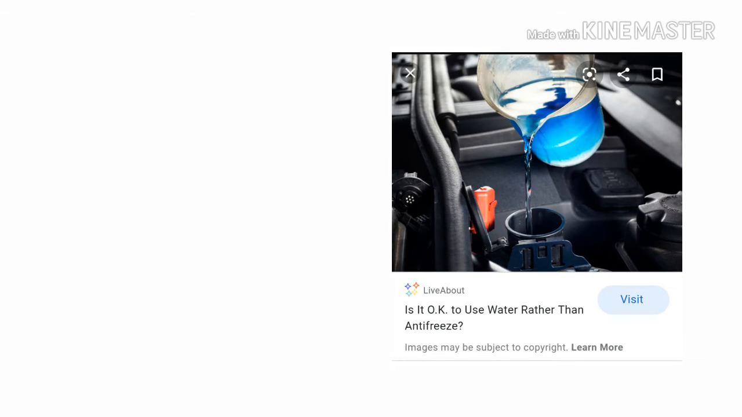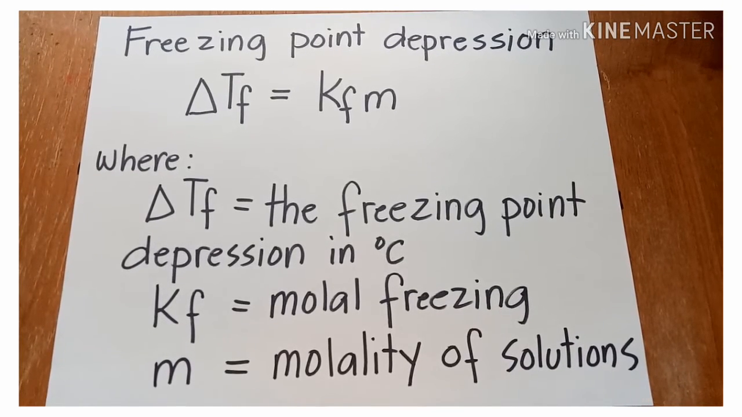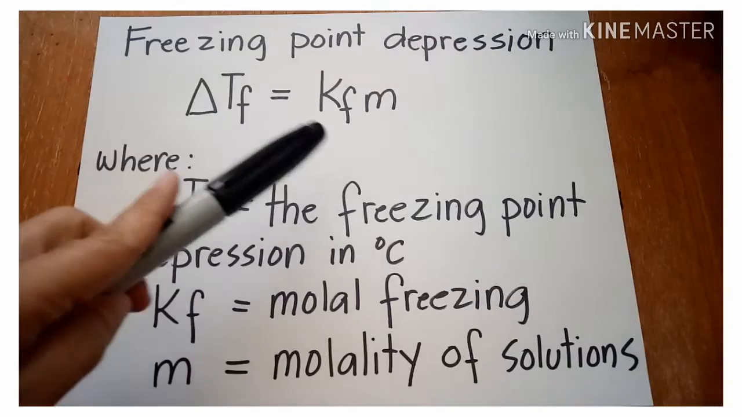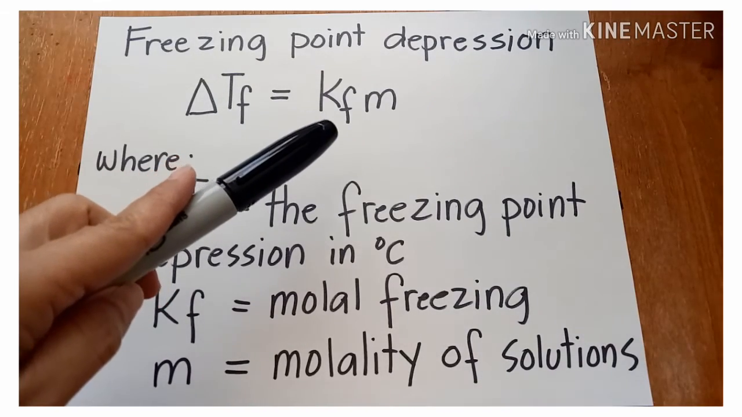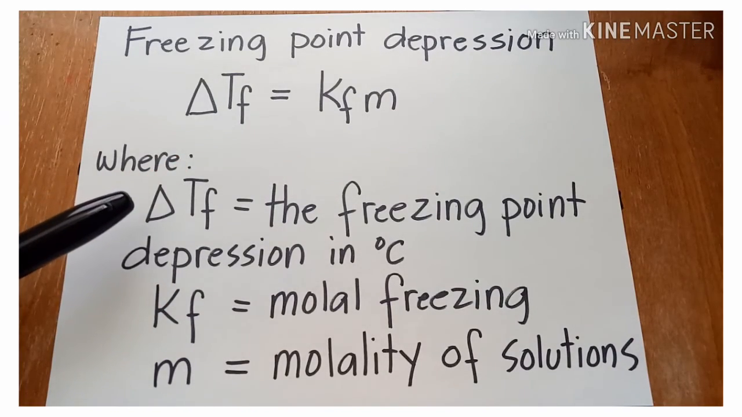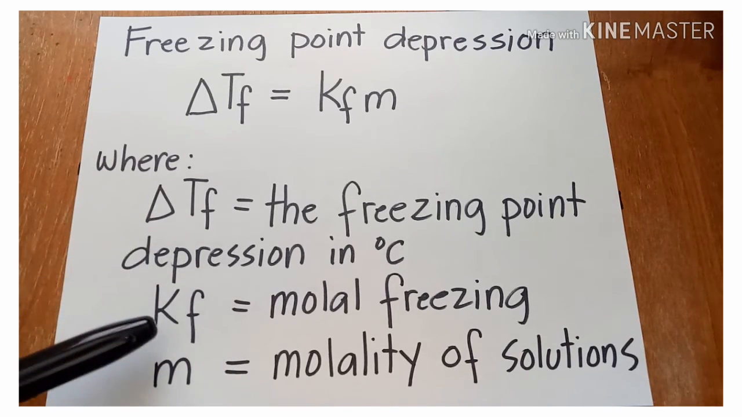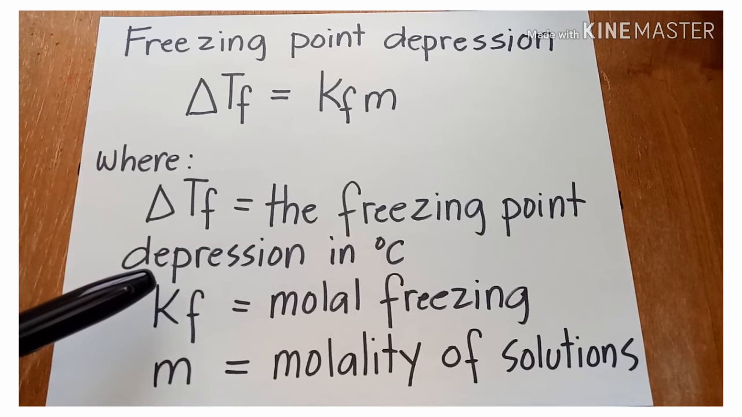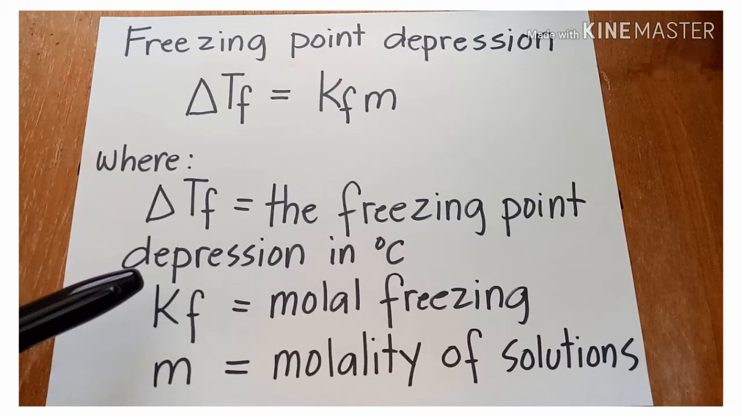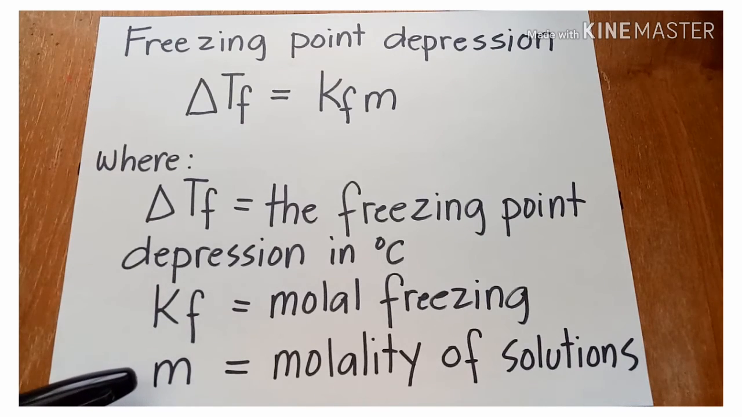The amount of freezing point depression is given by the equation delta T sub F equals K sub F times m, wherein delta T sub F is the freezing point depression in degrees Celsius, and K sub F is the molal freezing point constant for water, which is 1.86 degrees Celsius per molal. And m is the molality of the solution.